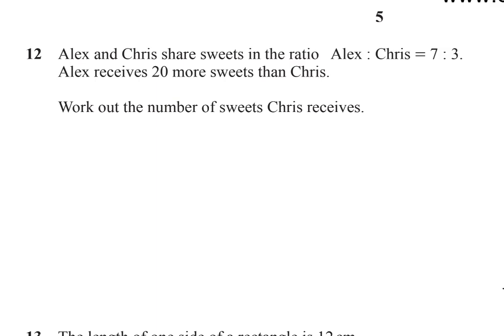Number 12. Alex and Chris share sweets in the ratio Alex to Chris 7 to 3. Alex receives 20 more sweets than Chris. Work out the number of sweets Chris receives. So between Alex and Chris, the ratio is 7 to 3. 20 more means the difference between them.